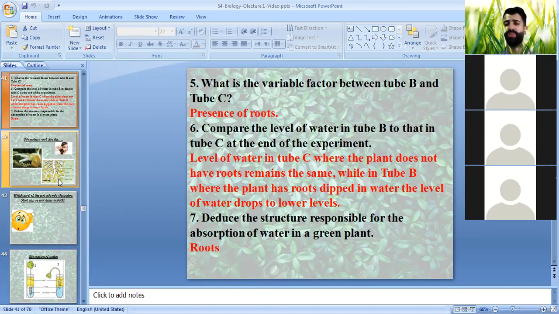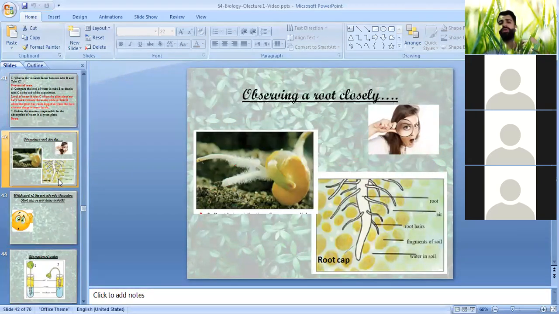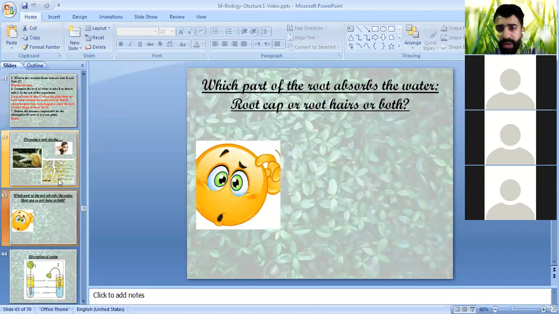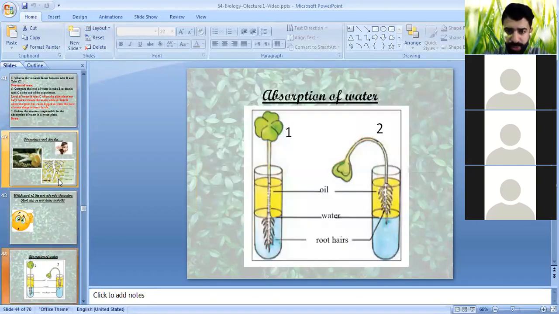So which is the structure responsible for the absorption? It's sure the roots. So now let's move closer to the roots. Which part of the root? The root cap or the root hairs, which is responsible for this?